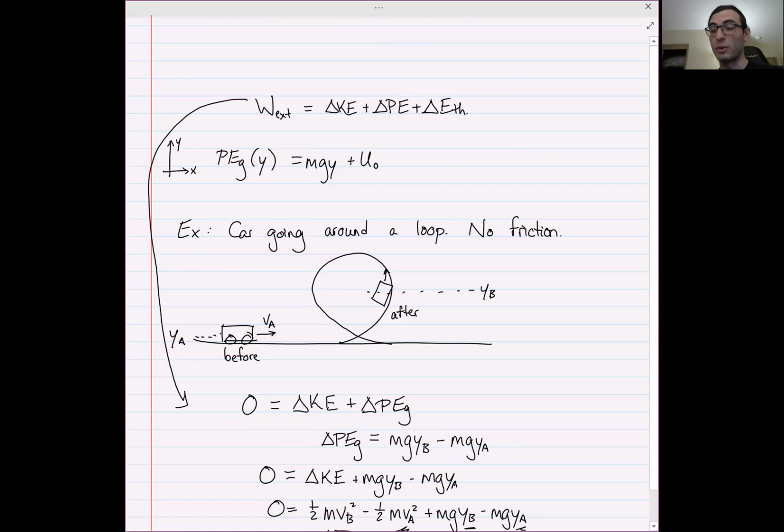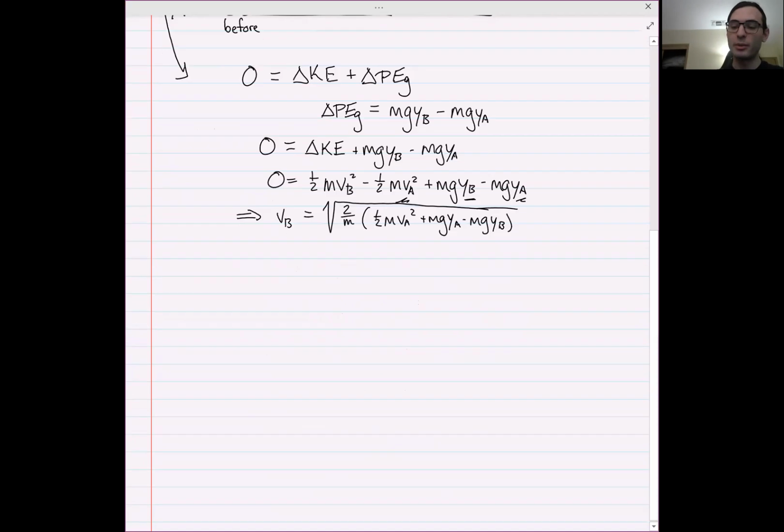There's no external work that's being done, because our system consists of our car and the Earth. And so the gravitational energy is considered internal. And so we can simplify this, and we get that this is the square root of vA squared.